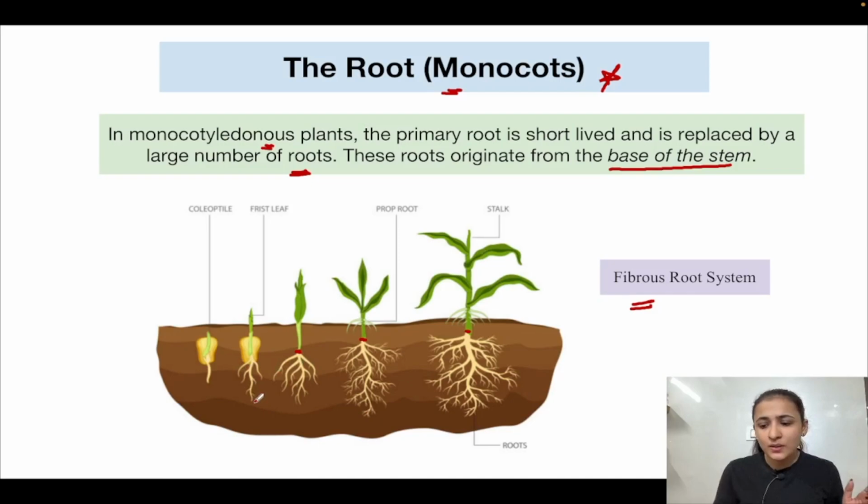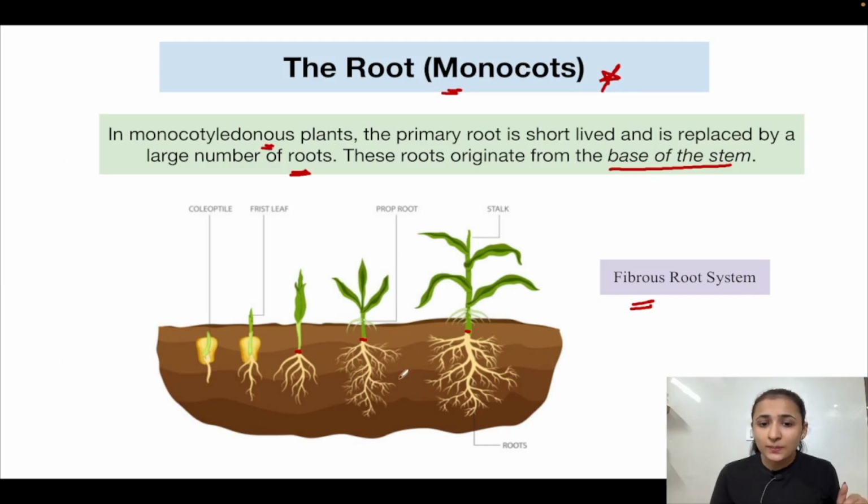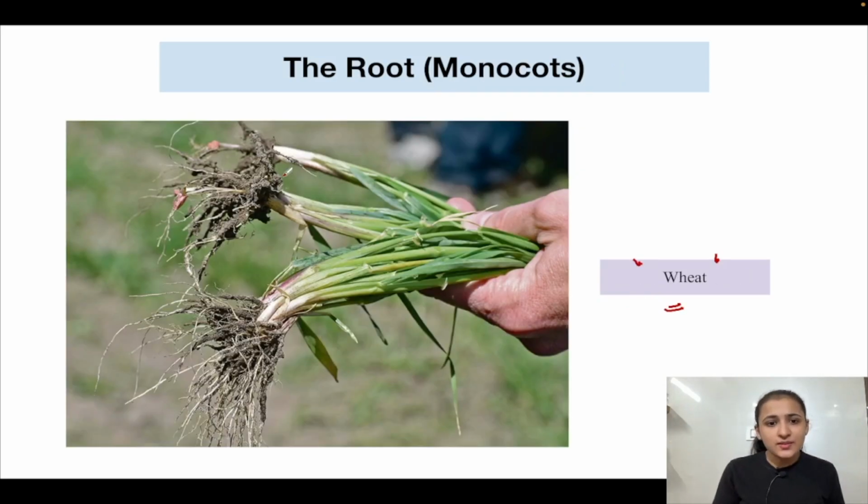The primary root is not evident because the primary root was short-lived. It has now been replaced by a number of other roots which arose from the base of the stem and gave the appearance of a cluster of roots. It looks like a lot of roots are present in a bundle, in a cluster. So this is how it looks in a real-life image view. Okay, so this is how a wheat plant root system looks.